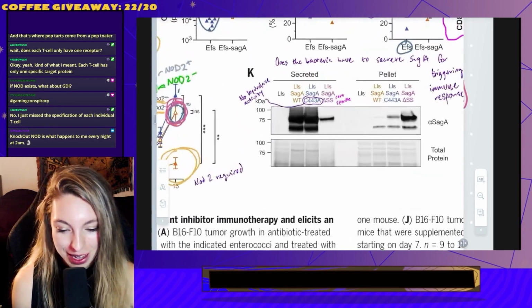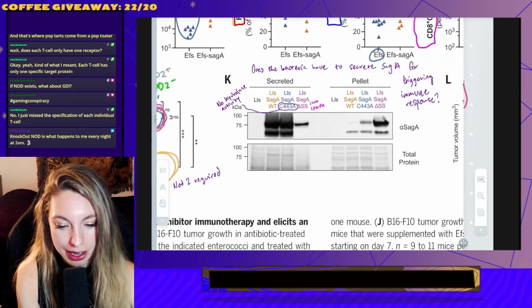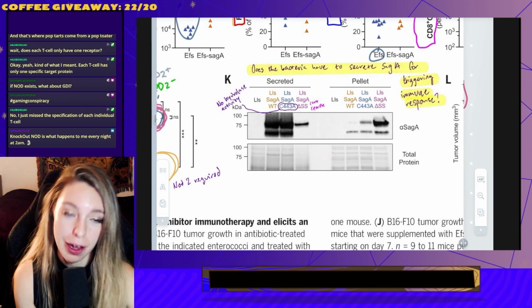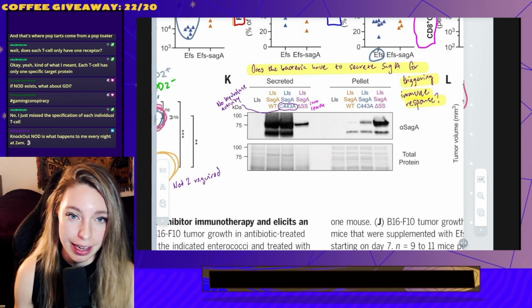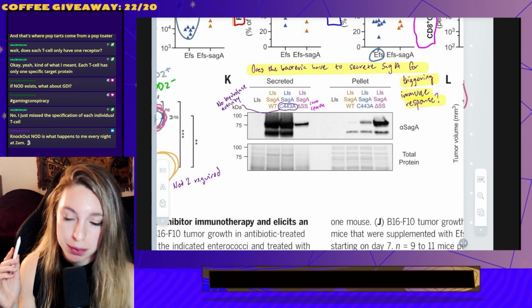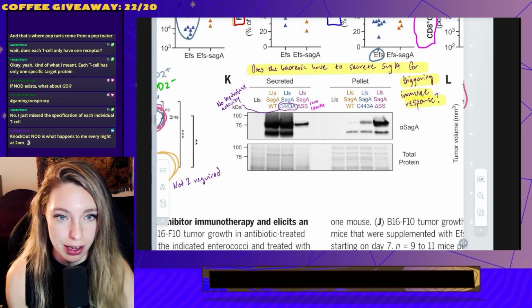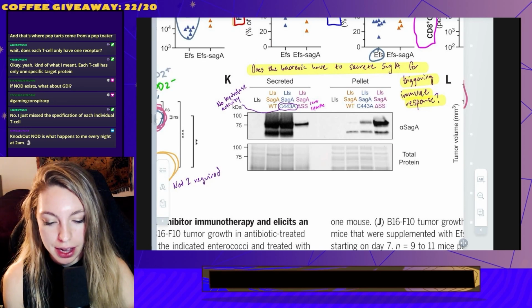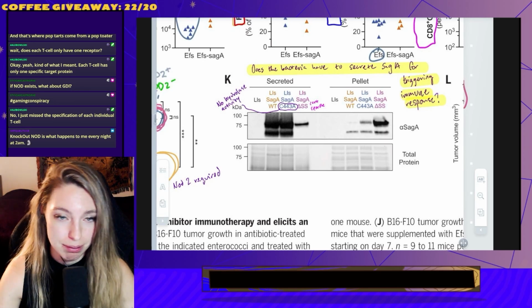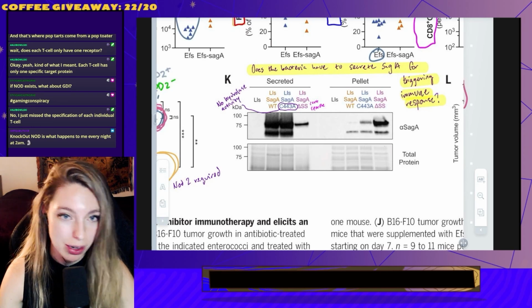Okay, so then they ask, do the bacteria have to secrete SagA to trigger an immune response? So usually SagA is secreted by the bacteria normally. Remember, they did that Western blot experiment and they just used secreted SagA. But the other question they have is do the bacteria have to secrete it out into the lumen or into the gut?